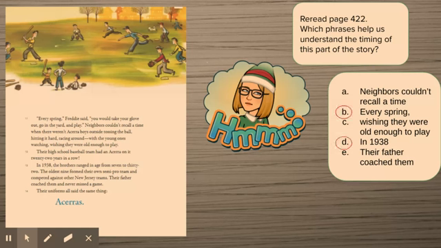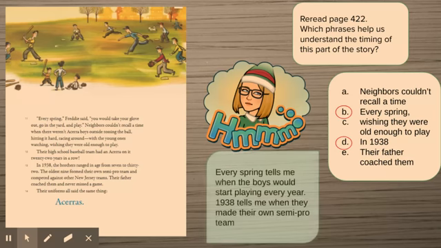You should have said B and D. Both of these show us some time. Every spring tells me when the boys would start playing every year. And 1938 tells me when they made their own semi-pro team. So that's going to be some important information. We know in 1938, that's when they made their own team and started competing against other teams.